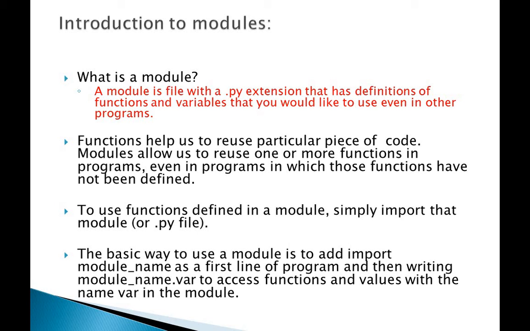For example, we have two programs or say two files. First file is having 4 functions and second file is having 3 functions. We can use 4 functions from file 1 into second file. How? Just we need to import first file. Now we will refer first file as a module 1. So we need to just import module 1 into second file.